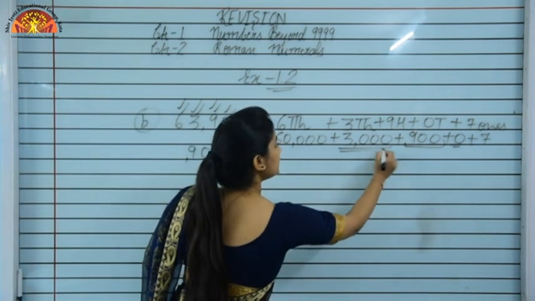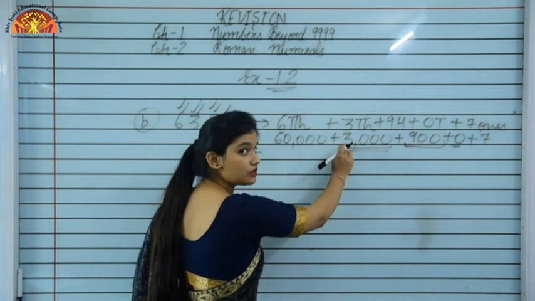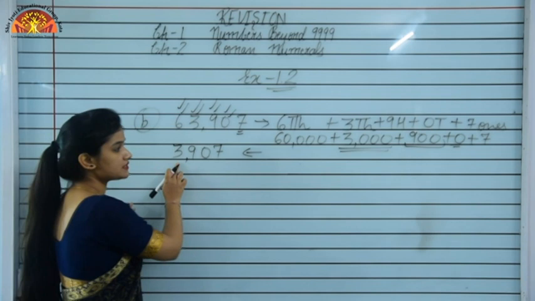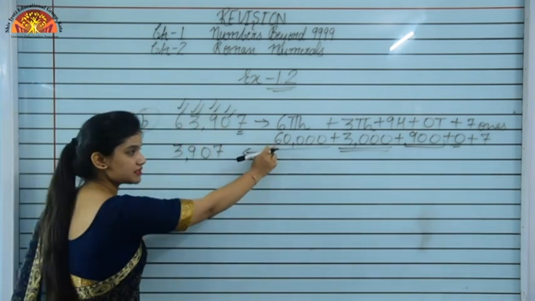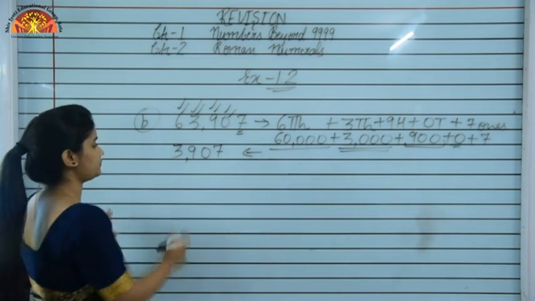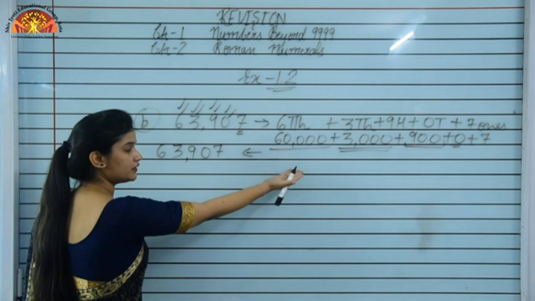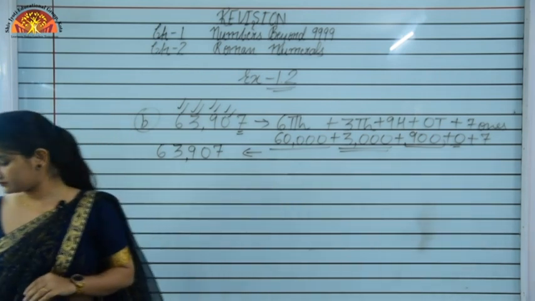Now we'll see this 3. This is 3000, and it means 3 is coming at thousands place. So we'll write 3 here. Now it is coming at thousands place. And this is 60,000. It means this 6 is coming at 10,000s place. So I have written 6 here. So in this way again you can convert expanded form to standard form. Understood students?